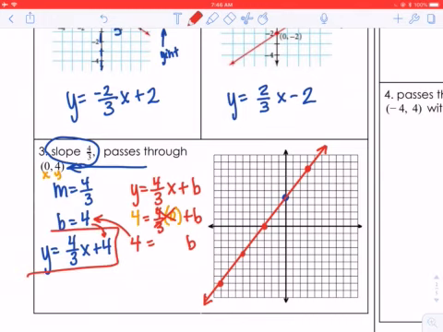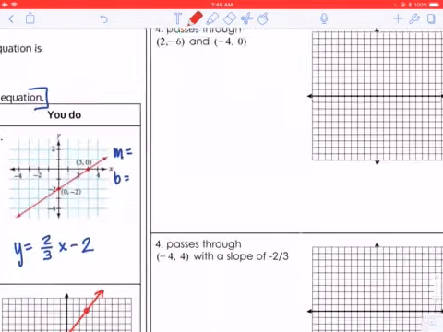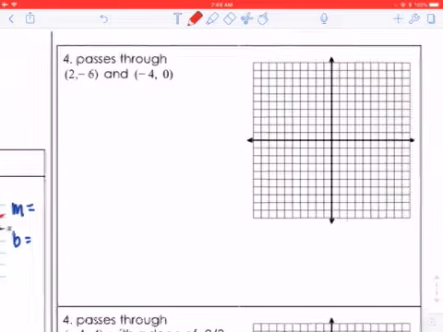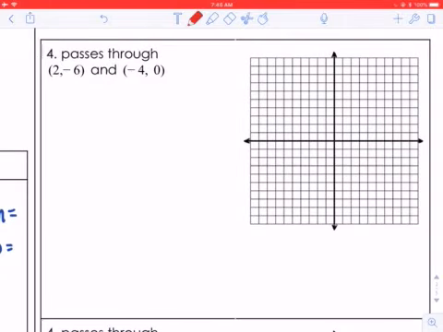So I know that this is my equation. This is my graph. Cool. We're going to try a couple different things when they give you different types of information, but that's the general trend. So we'll try these ones here. So here it says it passes through 2 points.